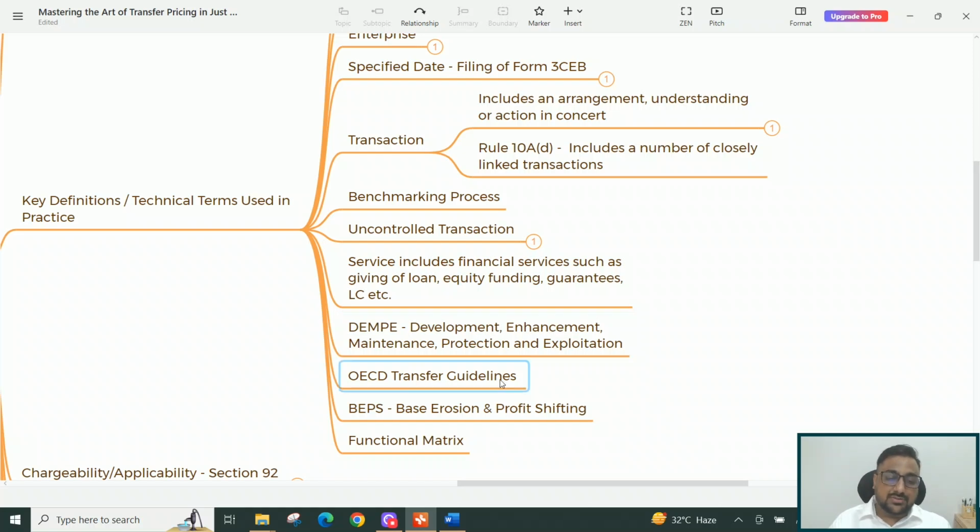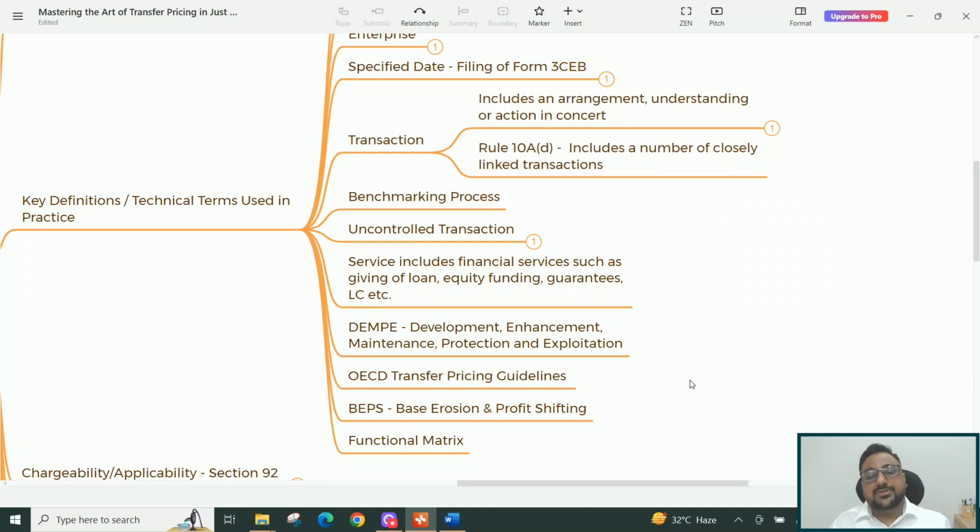Then after that come the OECD TP guidelines. It's not transfer guidelines, it's transfer pricing guidelines. So guys, this is also a common term, OECD TP guidelines or OECD guidelines, which may come up. I have already shared the link of the OECD TP guidelines on day one. You may check that. Then there is BEPS.